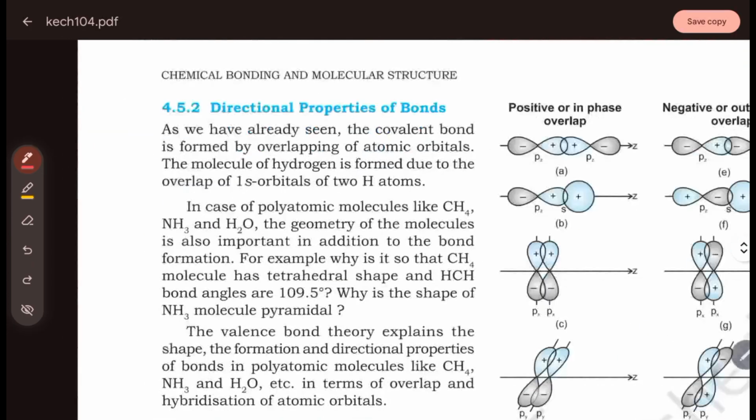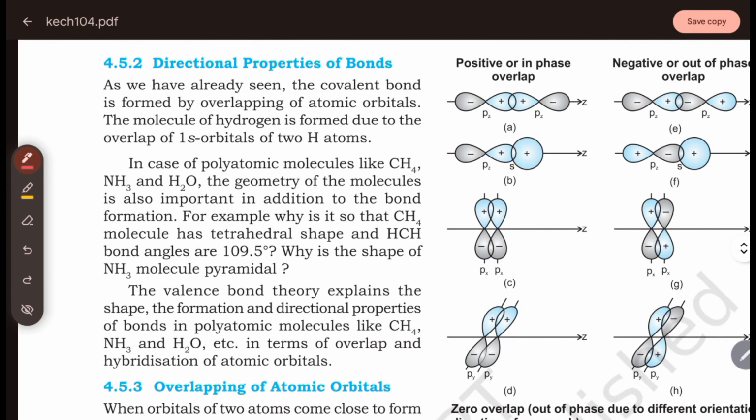Now the directional properties of bonds: the covalent bonds which are formed by the overlapping of orbitals, due to the difference in the shape of the orbitals after the overlap, actually have a definite geometry.